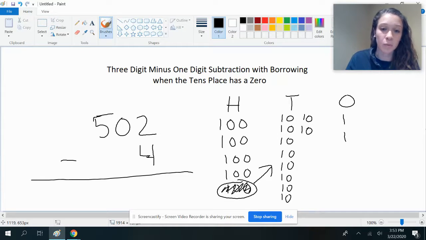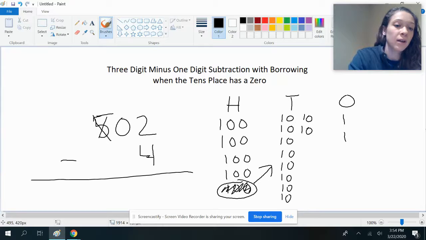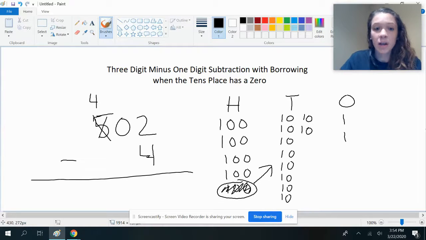Okay, that's just to keep you more organized. So let's look at our hundreds chart right now. How many hundreds do I have left after what I just did, after I borrowed 100? I have 1, 2, 3, 4. 4 hundreds are left. So I'm going to cross out the 5 and turn it into a 4 because I have 4 hundreds.